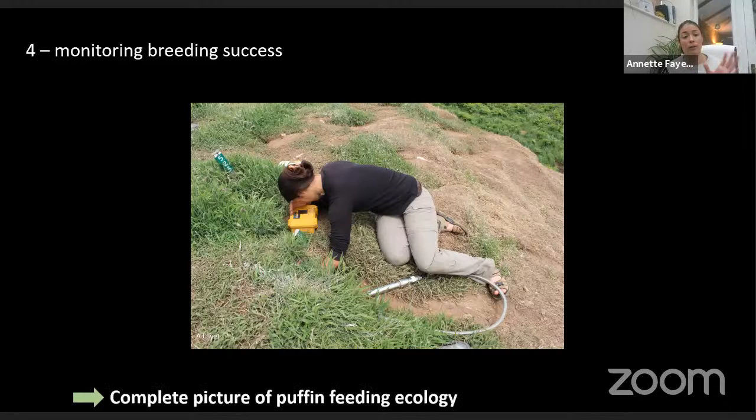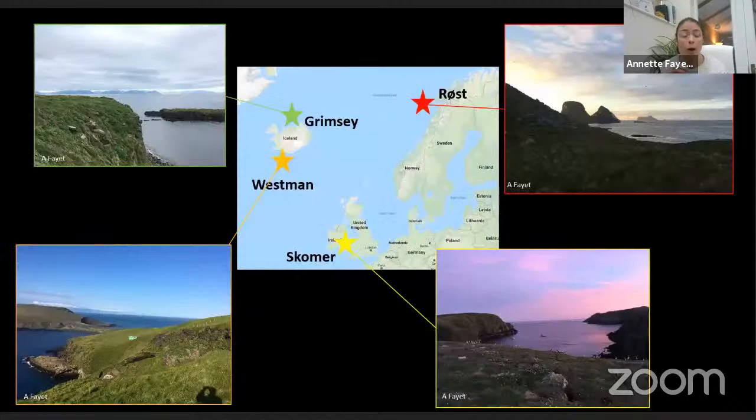So the idea was really to get a complete picture of the feeding ecology of the puffins. And because we wanted to know what was causing these declines in the north, we studied multiple colonies at the same time, including some doing really well, like Grimsey in Northern Iceland and Skomer in Wales, but also some doing really poorly, like the Westman Islands in Southern Iceland and Røst in Norway, which is the world's second largest colony of puffin, but is doing really, really badly.